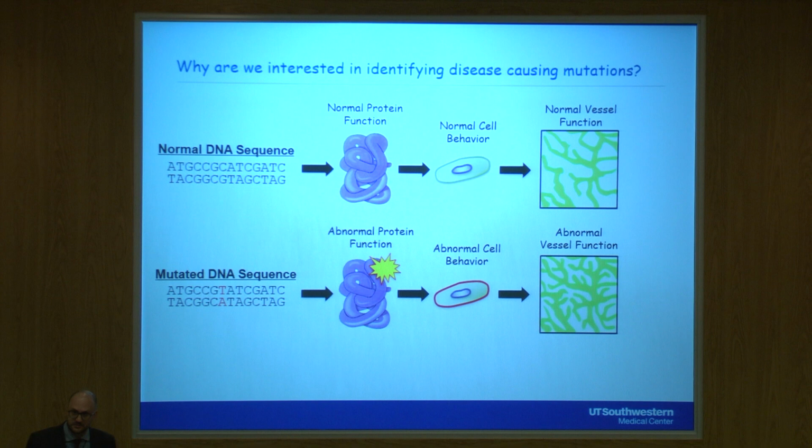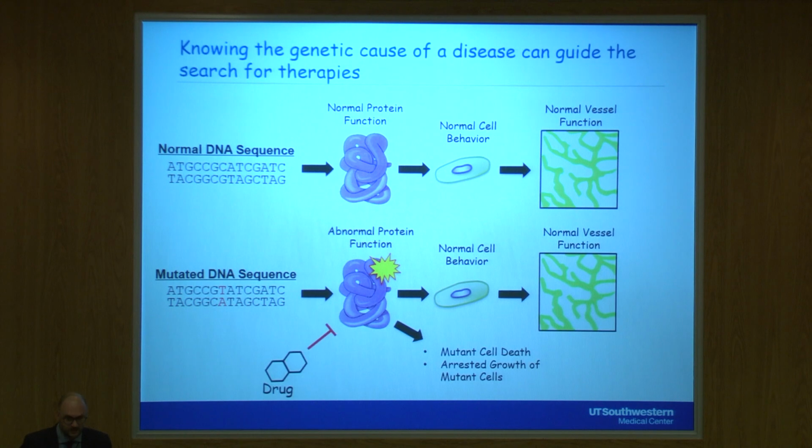And because the vessels are abnormal, they're not going to be good drains. And that's what we think leads to this accumulation of fluid in tissues or leakage of fluid in tissues. So why are we interested in identifying the genetic cause of a disease? Well, if we know what gene is mutated, then we will know what protein is messed up. And if we know what protein is messed up, we could potentially use a drug to block the activity of that mutant protein.